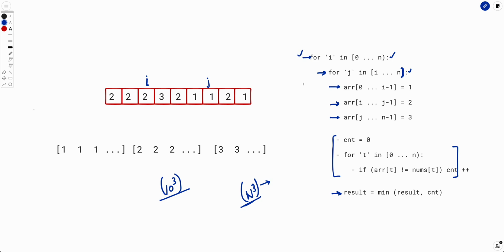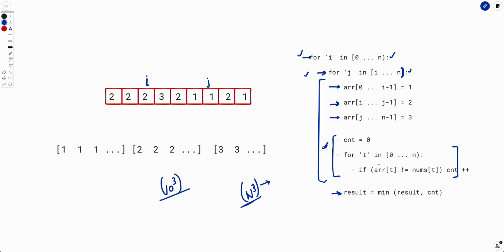First n is coming from i, second n is coming from j, and third n is coming from the fact that we are trying to iterate over the entire array to figure out what it takes to achieve this configuration, or how many operations we need to make to achieve the configuration with this particular i and j. So can we reduce this loop completely? The answer is yes. How?